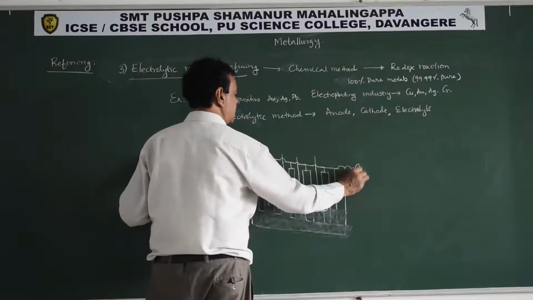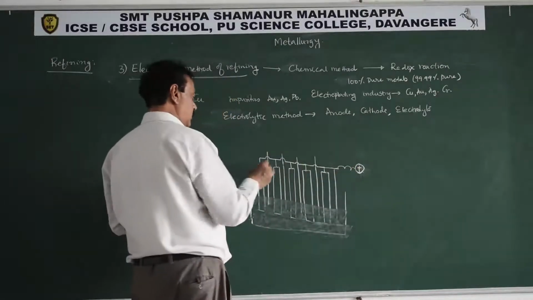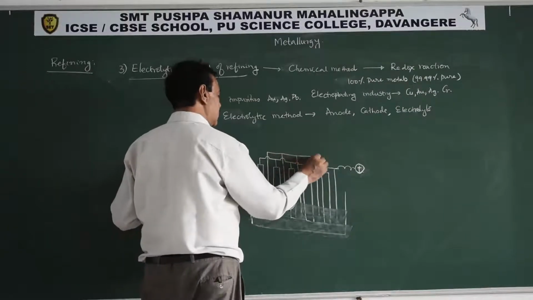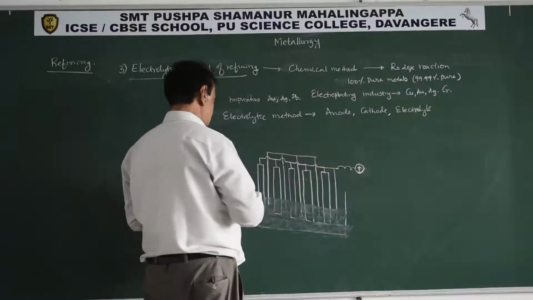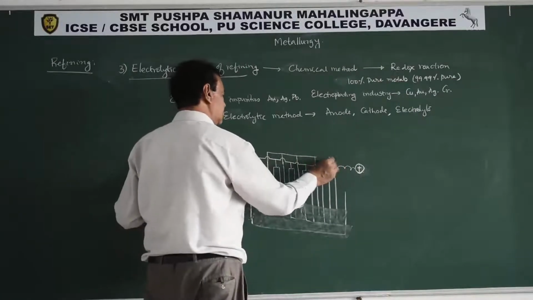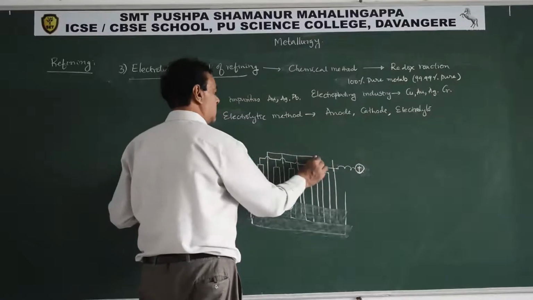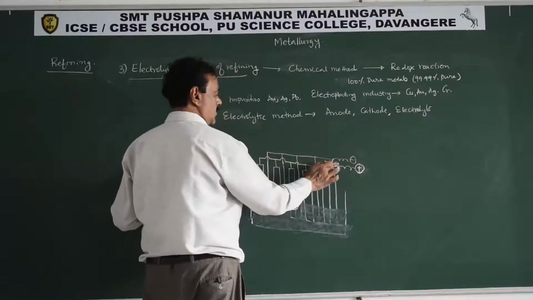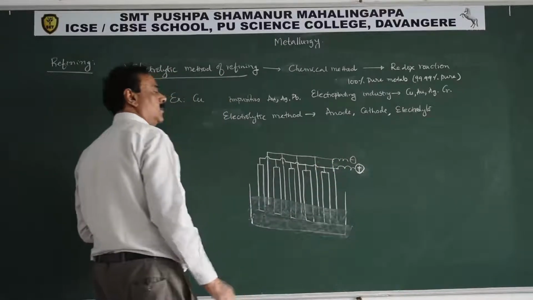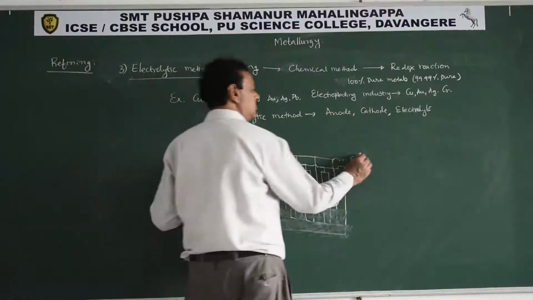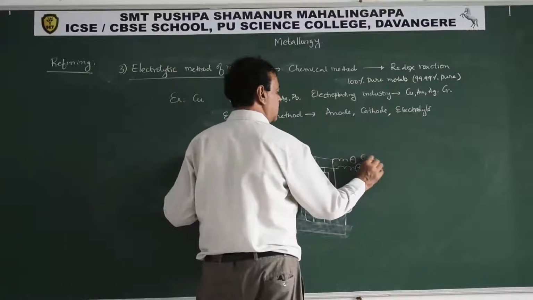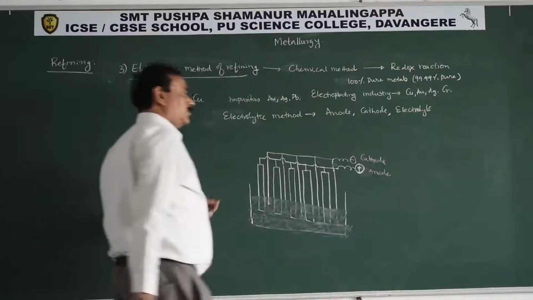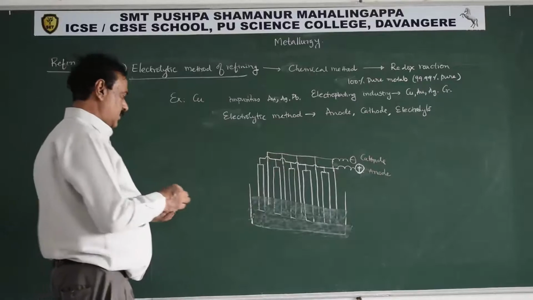This is plus in the sense anode, whereas these are connected externally. Cathode of an electrolytic cell. Bunch of cathodes and bunch of anodes.